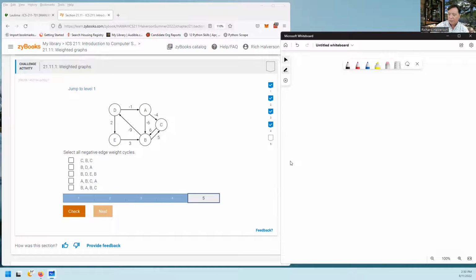So, CBC equals from C to B is 6, back to C again is 5. So it's 6 plus 5 equals 11. No, that's not negative. How about BDA?